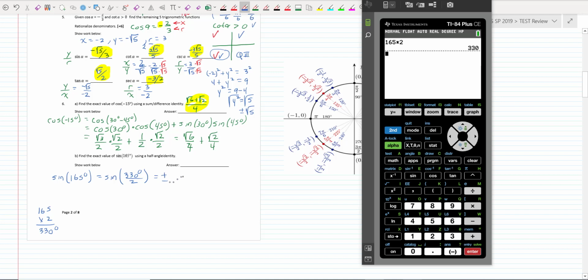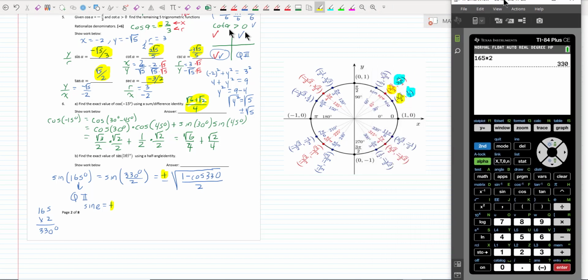It's plus or minus the square root of 1 minus the cosine of 330, not the 165, then divide by 2. So that's the identity. The thing you want to realize is that 165 is a quadrant 2 angle, and the sine of a quadrant 2 angle is positive, so therefore we're going to use the positive answer there. Then what we do is just work with the unit circle, and then we finish it up.